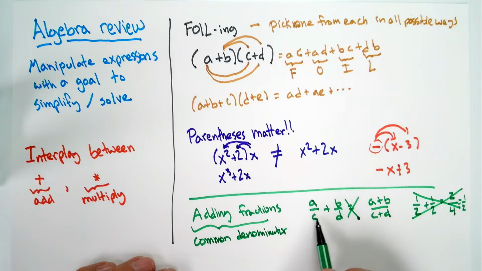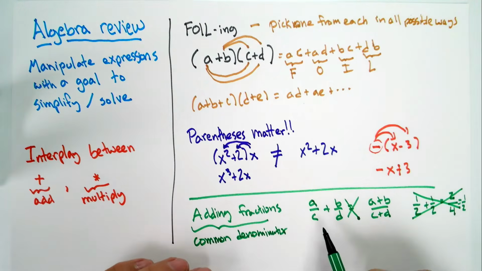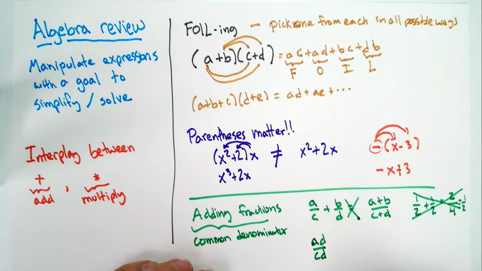Here, the denominators are c and d. So I want to get something which is the same for both. An easy way to do that is to multiply c times d. So what do I need? If I have c already, I just need to get a d, so I could multiply top and bottom by d. And here I need to get an extra c downstairs, so I multiply top and bottom by c.